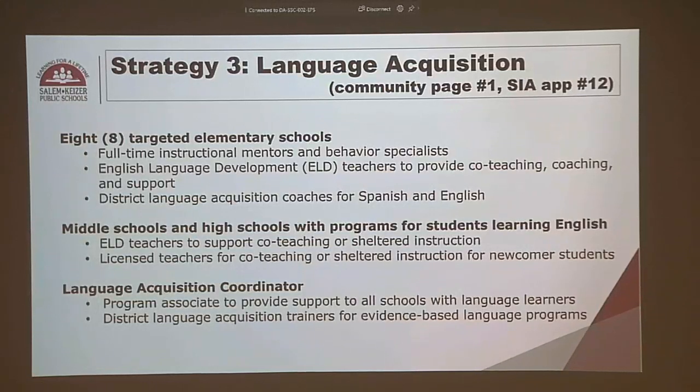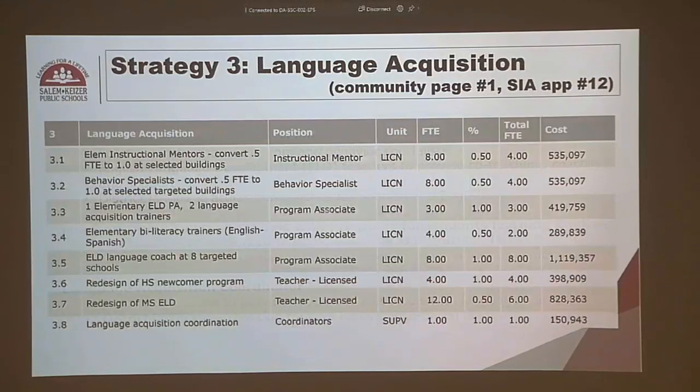And then we will hire district language acquisition trainers to use specific evidence-based language programs. And so we need to research what are the best programs that we can use and then train up on a set of programs. So that's what our language acquisition strategies will do. Again, this is on page 12 if you'd like to look at it in not such minute detail.